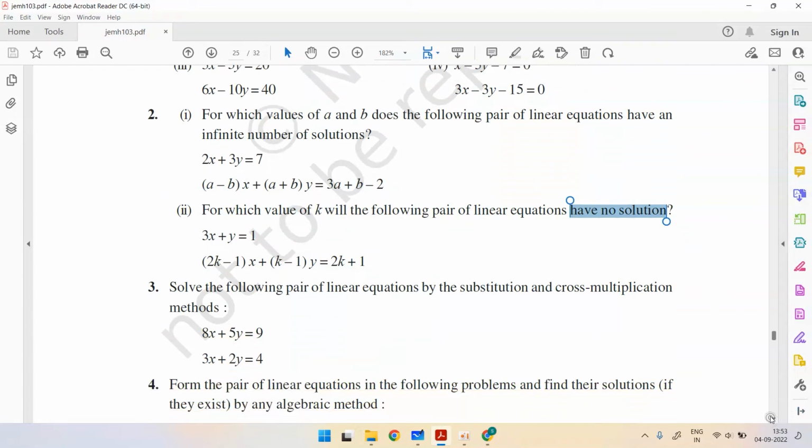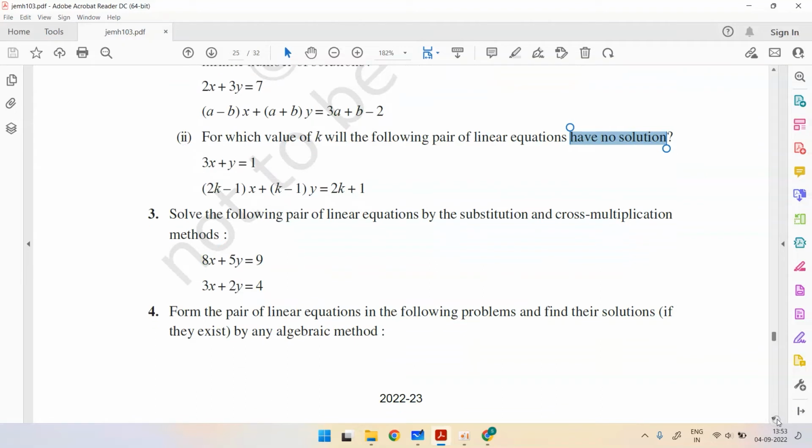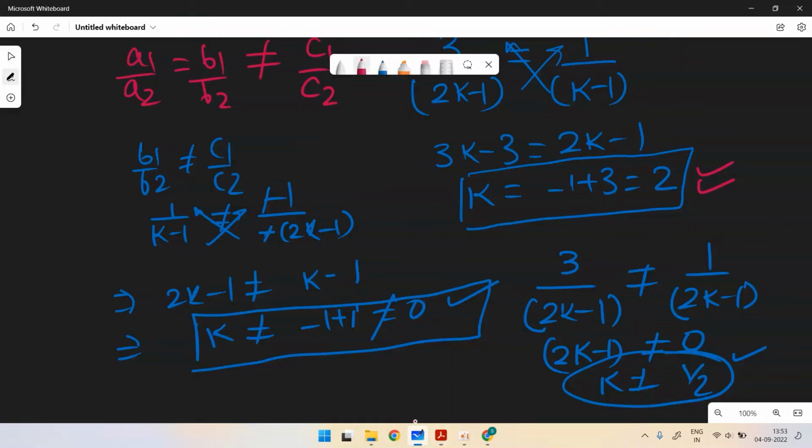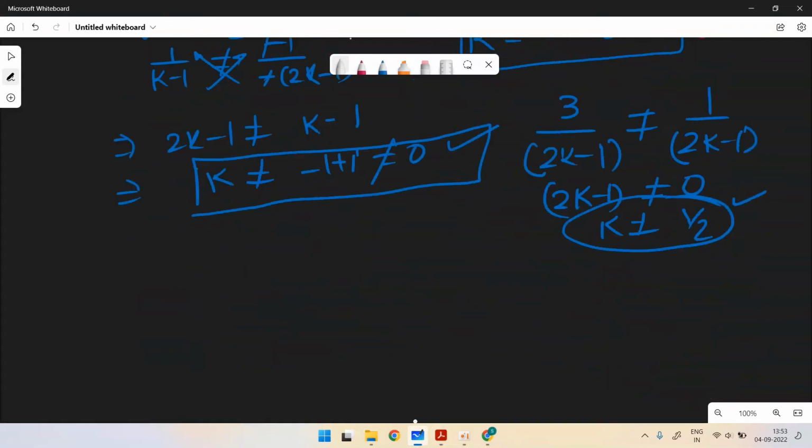Now the third question says: solve the following pair of equations by substitution and cross multiplication method. Substitution I have done 100 times, so I will not be doing the substitution method, only the cross multiplication method in this exercise. Both must give the same result.